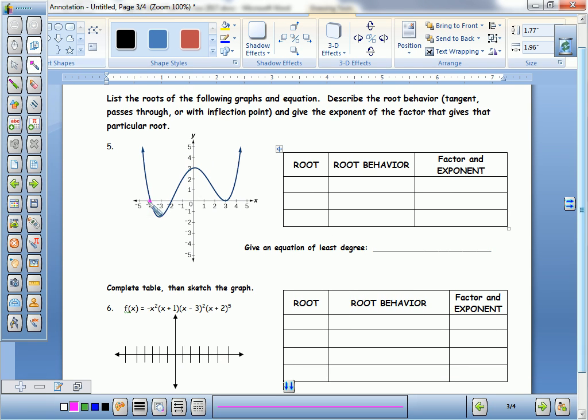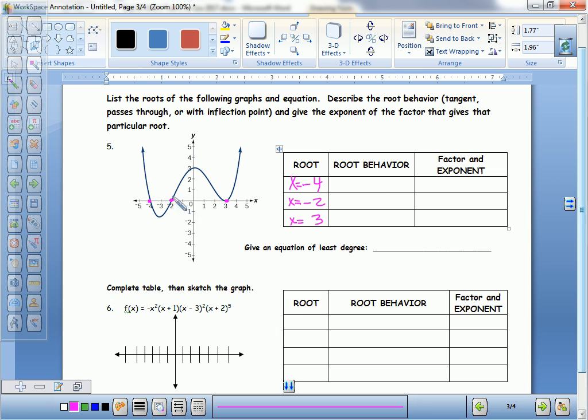Okay, so this one has a root, a root, a root. So we've got one at -4. We got a root of x equals -4, x equals -2, and x equals 3. Do we have to write the x equals? I doubt they'll count off, but.